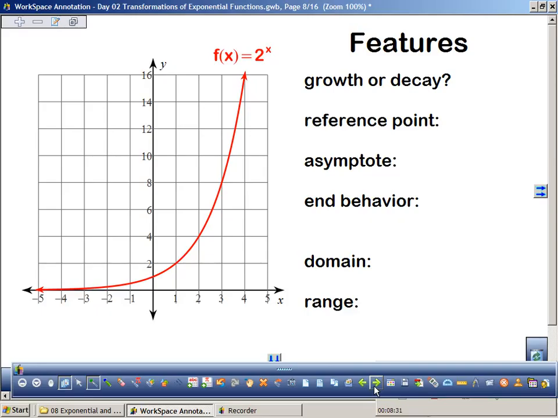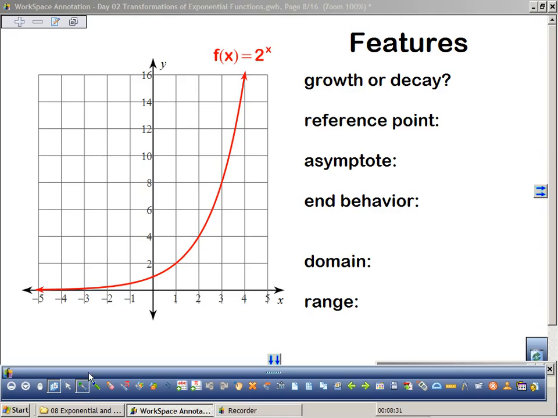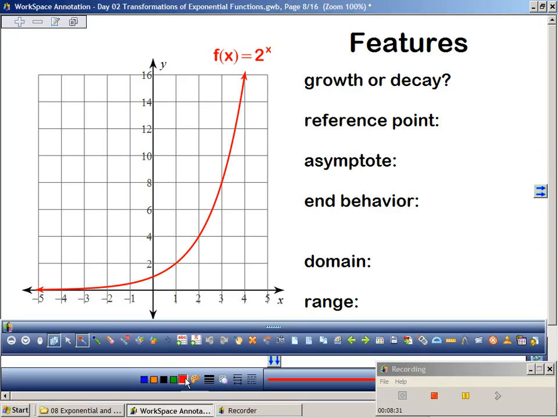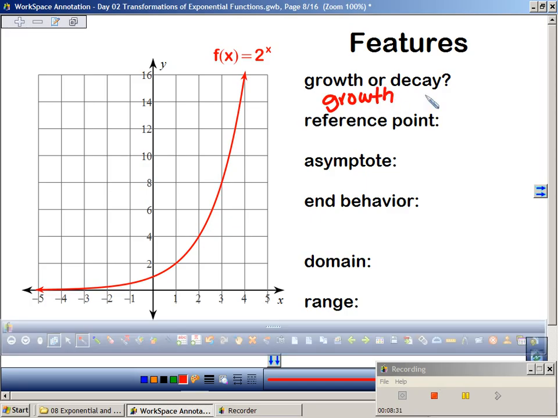So this is our friend, 2 to the x, right? This is all we're going to be dealing with today, the base of 2. This is our parent graph. If we were dealing with a base of 3, it would be a whole other parent graph. It would have the same shape, only it would be a steeper one, right? There's a couple things I want to note. This one, of course, is growth. Why is it growth? Because B is greater than 1. Let's be specific: our base is greater than 1, that's why it's growth.